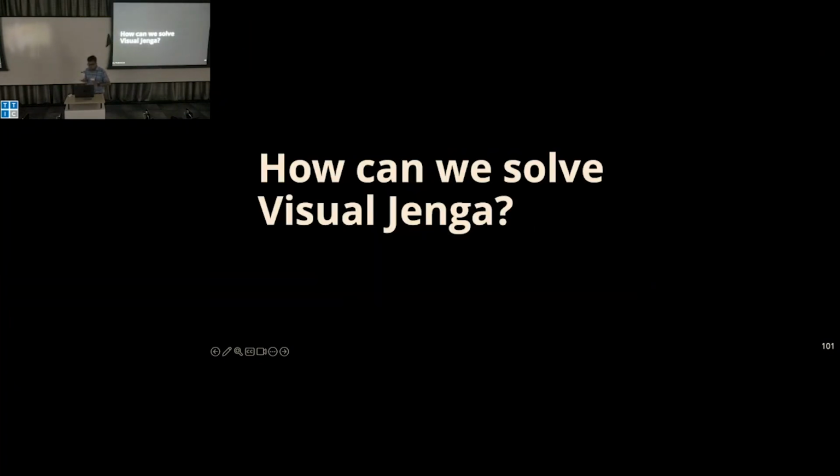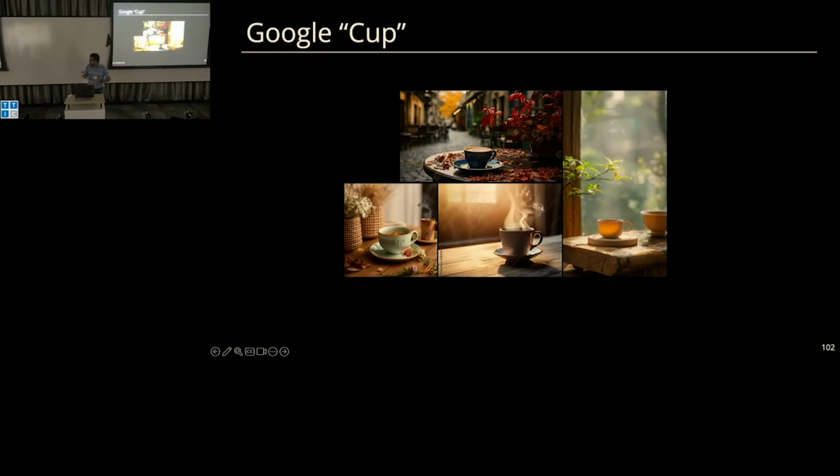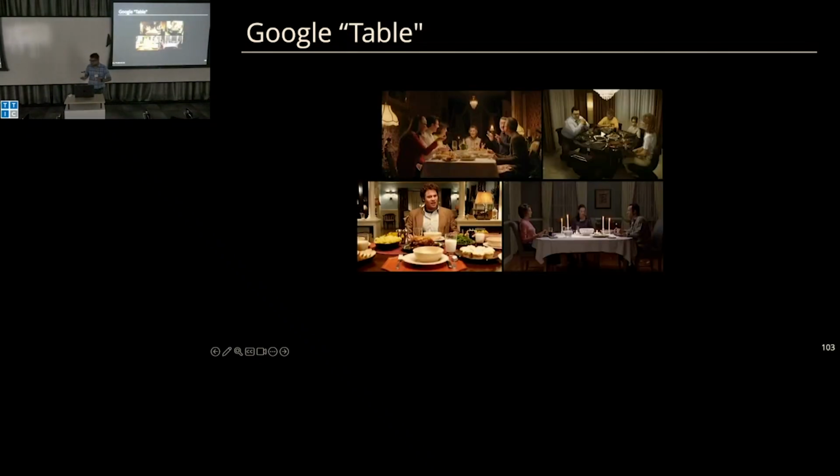So how can we solve Visual Jenga? Again, we use this observational science perspective. If you Google cup, the images that you see are not just images of the cup, you also see tables. But if you Google table, you rarely see a cup. So there is an asymmetric relationship between the images that we have. Since this model has been trained with millions or billions of images, it has learned this asymmetric relationship, which we can exploit.